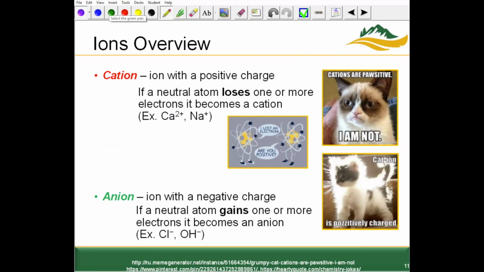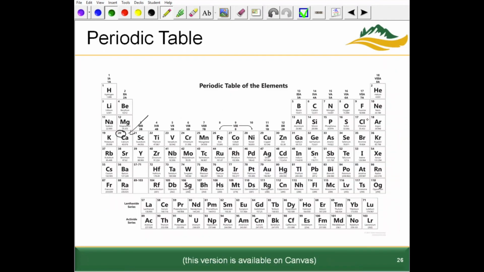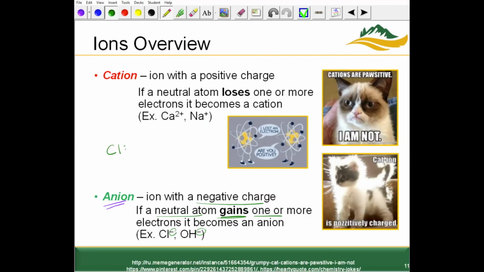On the other hand, the other type of ion we can have is an anion. An anion is an ion with a negative charge, meaning that the neutral atom gained 1 or more electrons to now have extra electrons to be overall negatively charged. Let's look at chlorine now. Chlorine has an atomic number of 17. That means it has 17 protons.